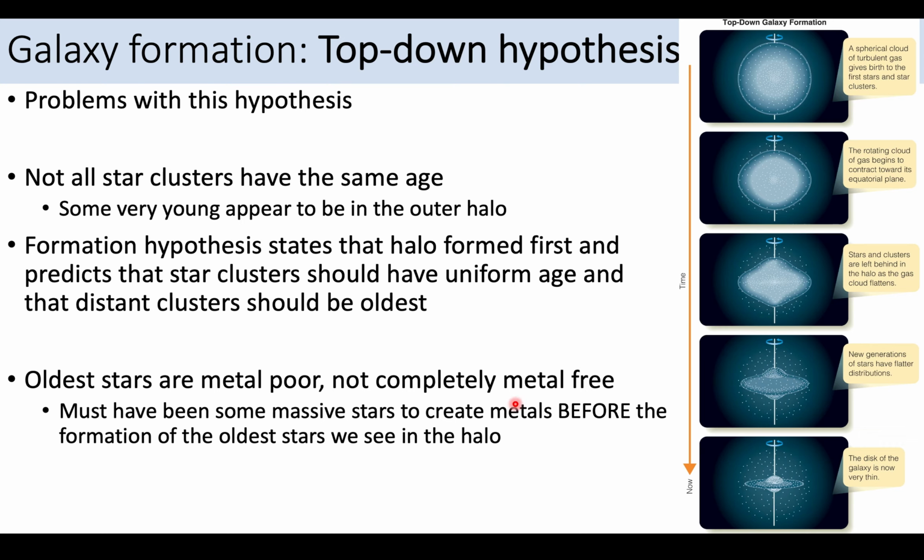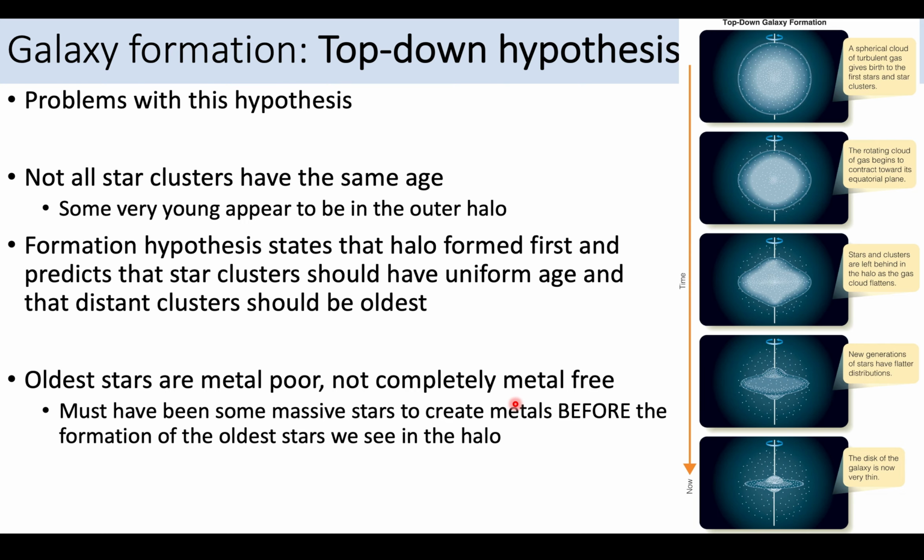It also states that the oldest stars would be metal-free. So there was no metal, so the oldest stars would have no metal. However, our oldest stars are metal-poor. They're not completely metal-free. So this means there must have been some metal in existence before the formation of our oldest stars in that halo. Metal comes from the formation of large stars.